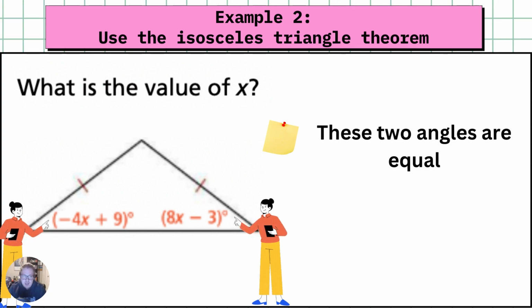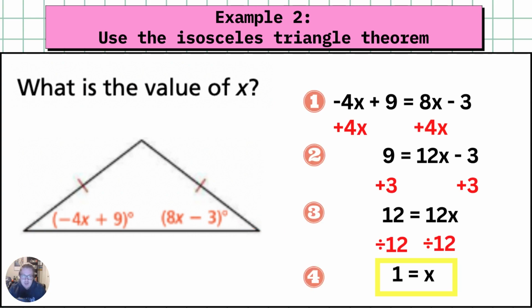Now, one thing that I've seen is I'll ask you, and you'll be able to correctly identify. A lot of you guys will say, oh, okay, it's those two angles that are equal to each other. And when I ask you to put it into an equation, you'll say negative 4x plus 9 plus 8x minus 3. But that's not what we're looking for, right? They're equal to each other. So we got to use the equal sign, right? Negative 4x plus 9 is equal to 8x minus 3.